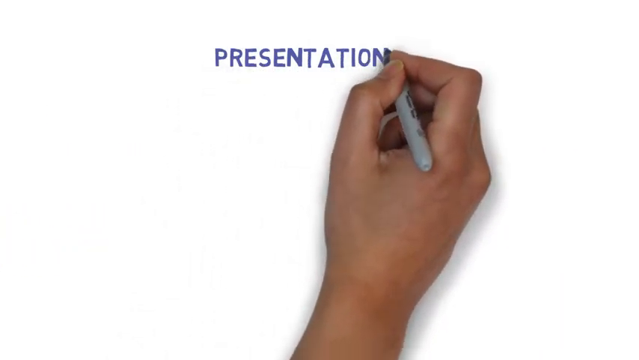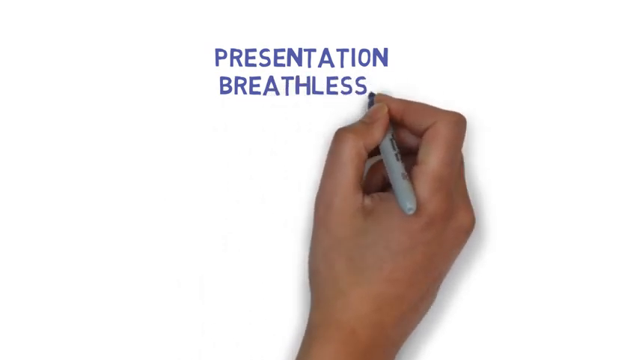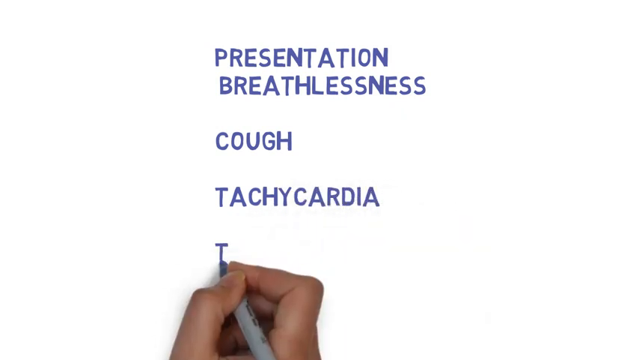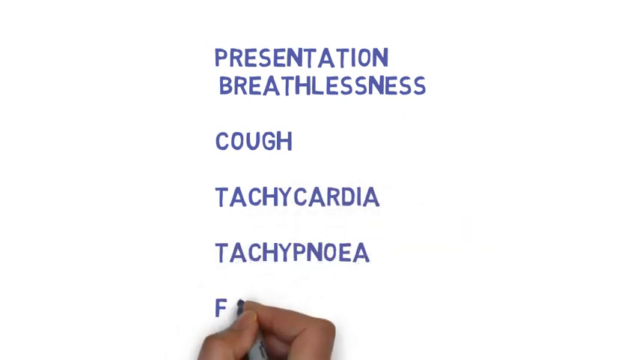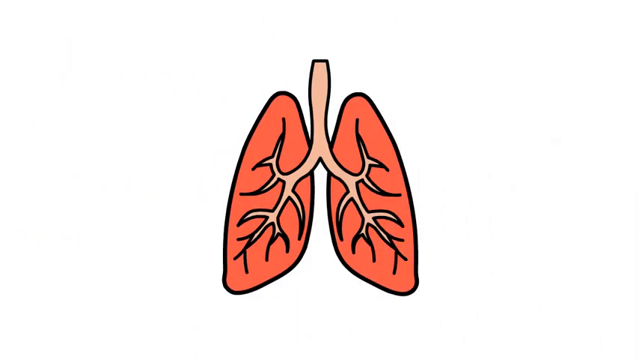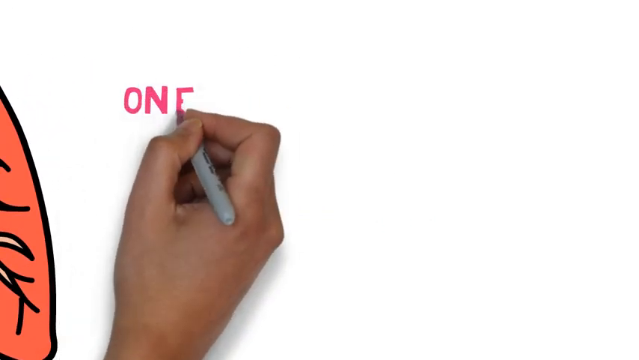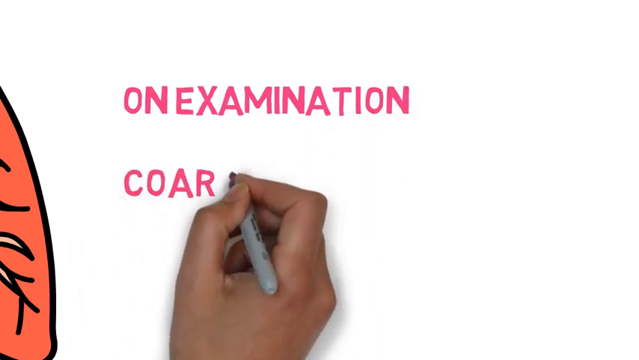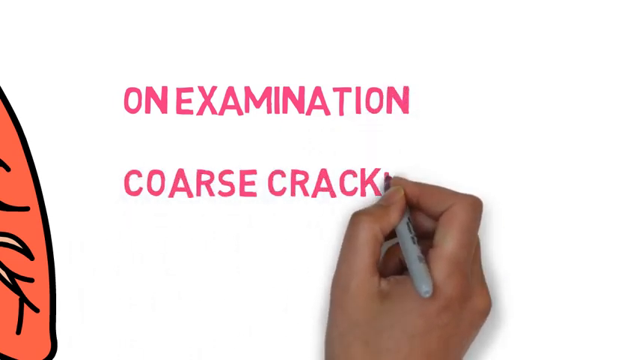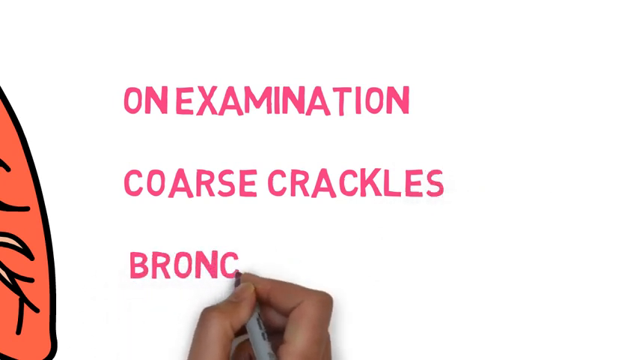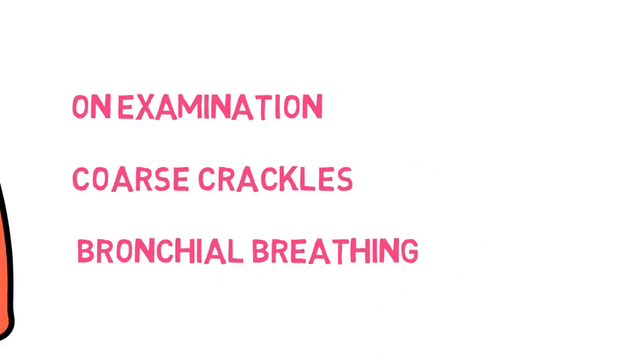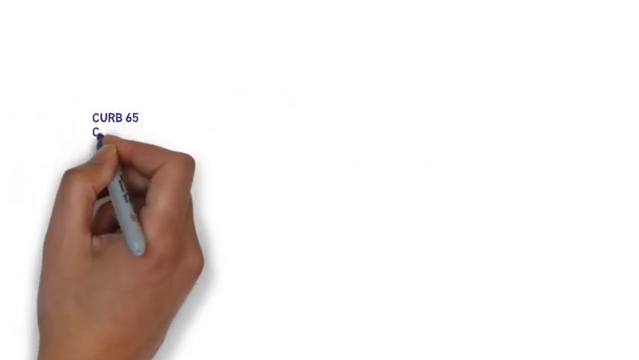So what is the presentation of someone with pneumonia? Well, they're typically breathless, can have a cough, tachycardia, fast respiratory rate, fever. And what should be done in all patients presenting with pneumonia? Well, they should have a full examination, a full history. On examination you may find coarse crackles, and bronchial breathing. Bronchial breathing is simply when there's an audible pause between inspiration and expiration. There should be no pause between those breath sounds in normal breathing.